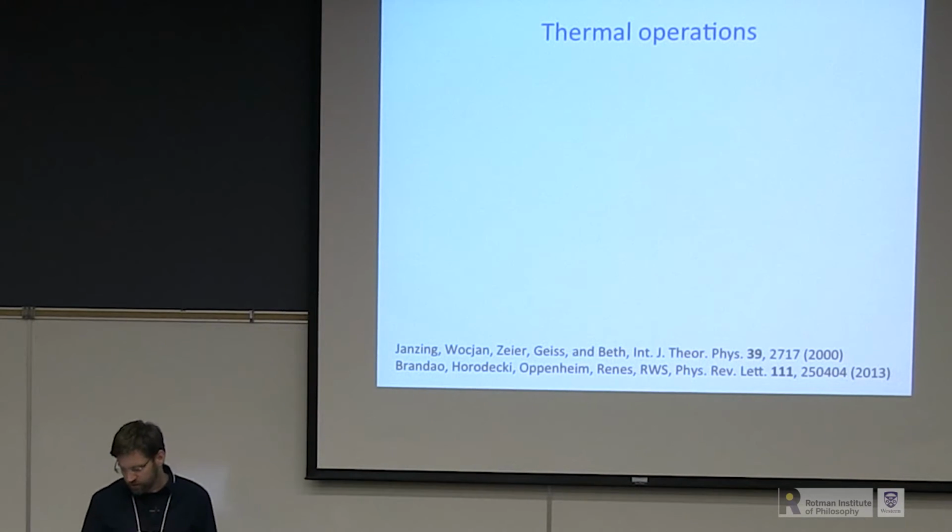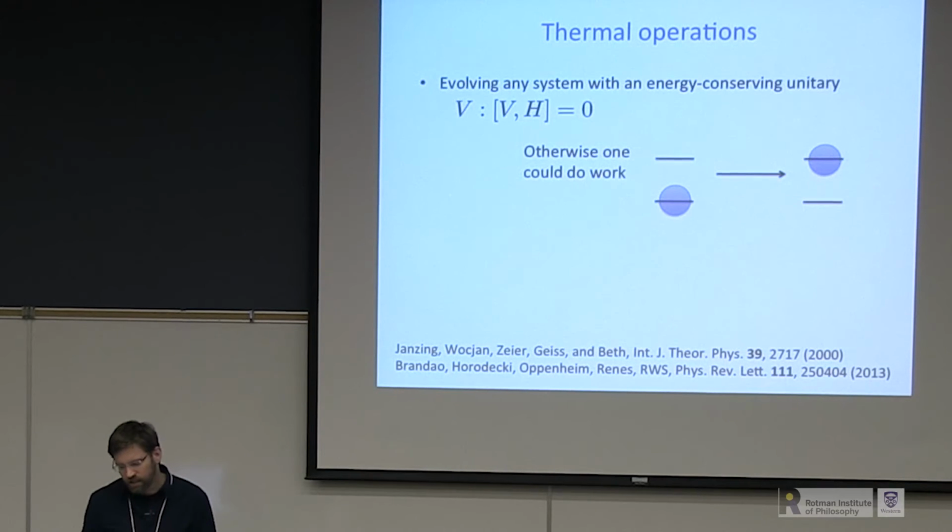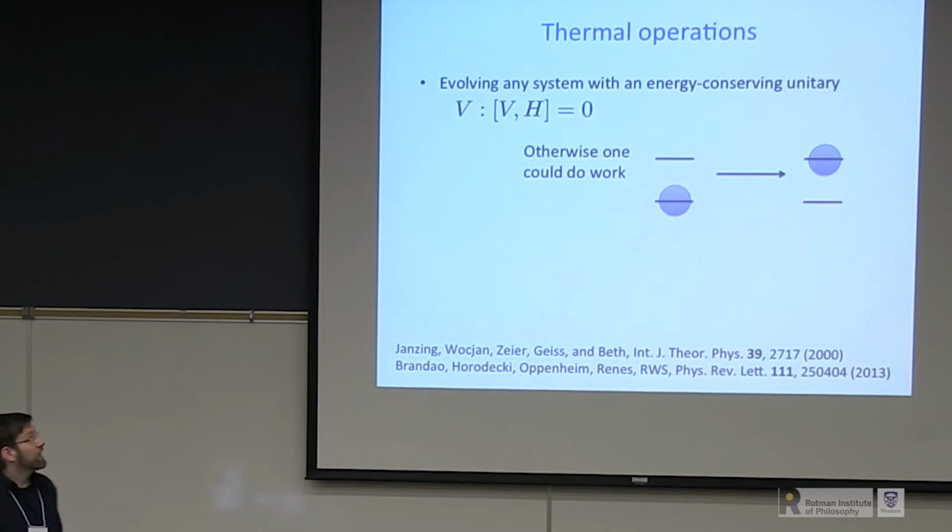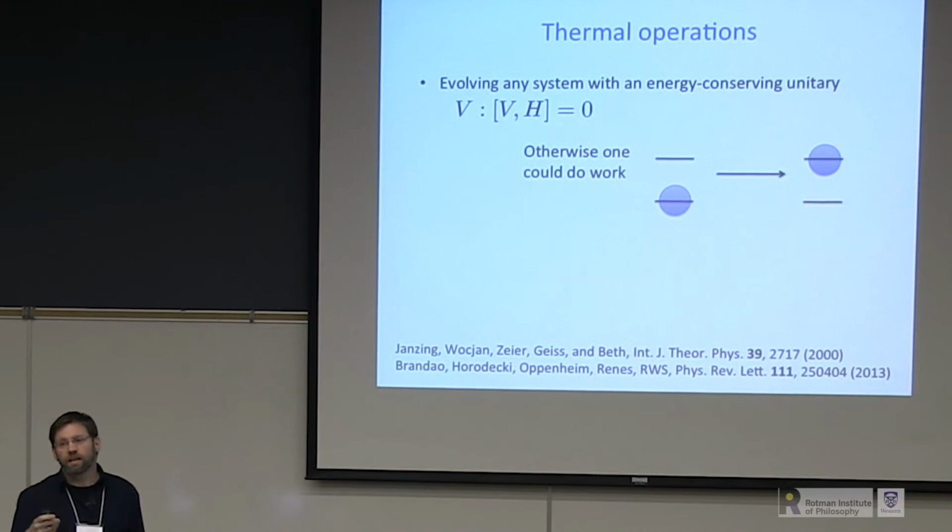Work becomes a resource. So the first constraint that you need is that any unitary you're allowed to do has to be energy conserving. Because if you didn't have that constraint, I could take a two-level system and apply a unitary that would take it from its ground state to its excited state. And that's an example of doing work. And so I don't want to allow that. So the unitaries I allow have to commute with the Hamiltonian of the system. They have to conserve the energy.